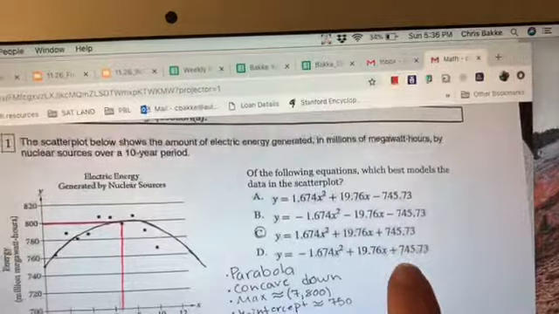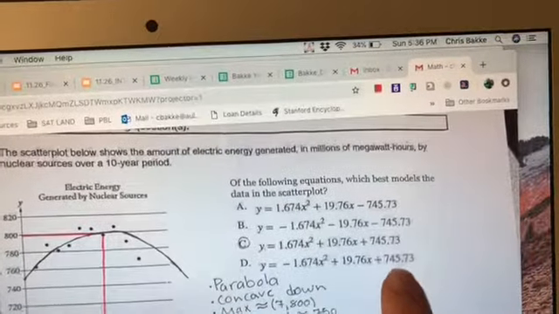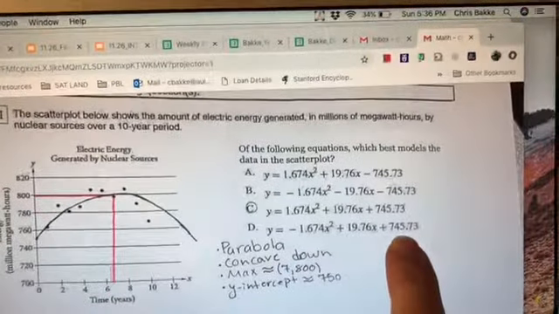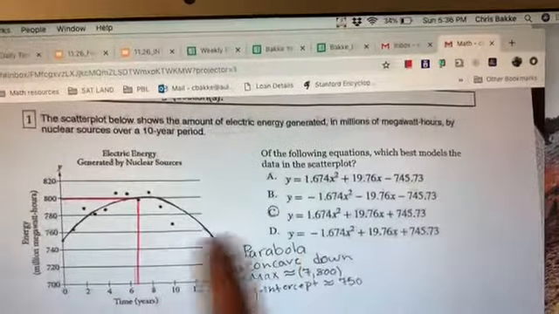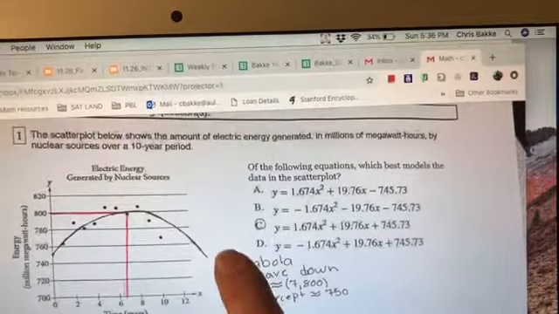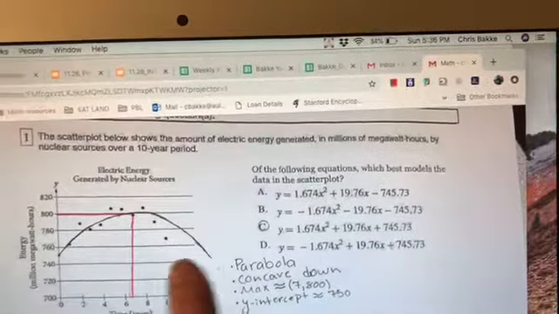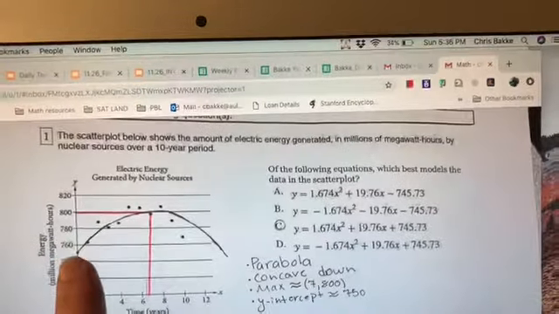That's negative, that's positive, and the regular constant is always going to be your y-intercept. Since that's negative, that matches the upside down. That's positive 645, which matches the y-intercept I see over here.